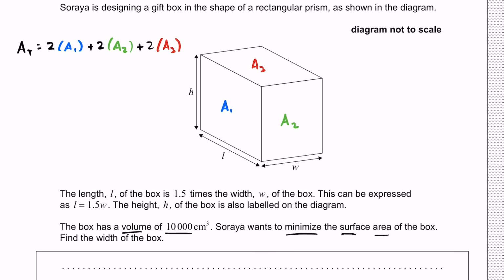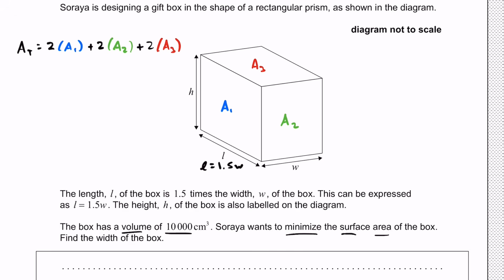So now we can create an equation for the surface area, which is what we essentially want to minimize. There's one other point. We're going to need to use this information here. They've told us that L is equal to 1.5 W. That means we can express L in terms of W, and that's going to be important. L is equal to 1.5 W. Because when we create an equation, 2 times A1 plus 2 times A2 plus 2 times A3 and so on, we want to minimize the total number of variables. In the end, we want to create an equation, surface area in terms of just one variable, because then we're going to be able to minimize that function.